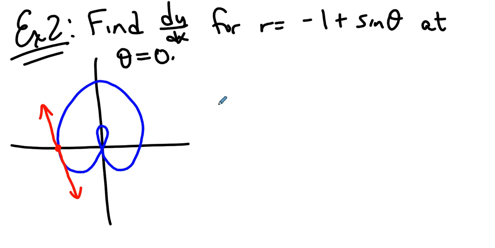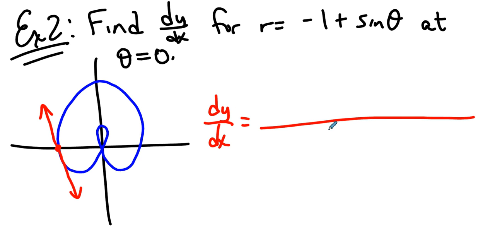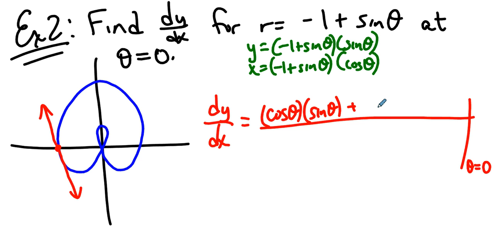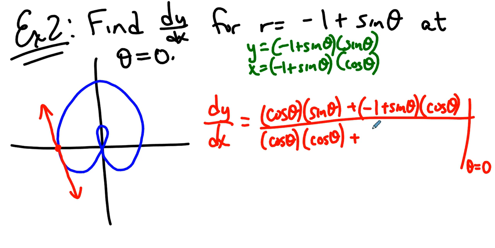How do you find the slope of that red line? Well, dy dx is dy d theta over dx d theta evaluated at theta equals 0. Y is r sine theta, and x is r cosine theta. So product rule twice here. Dy d theta is derivative first times second plus first times derivative second, and then derivative first times second plus first times derivative second. It's cumbersome and mildly annoying, but it's this process every time we're looking for dy dx.